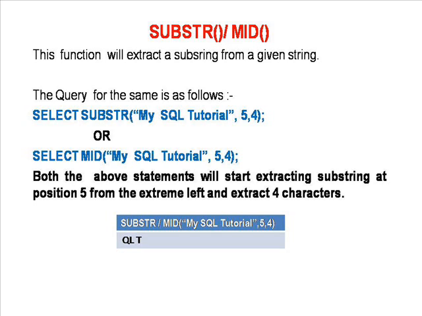So when I say 5, it will go up to the 5th character and then it will start extracting from the 5th character 4 characters. So here 5th character is at Q. So it will extract Q, L, space, T. Substring and mid can be interchangeably used and they will yield the same result. The output for this statement is given along with the statement.